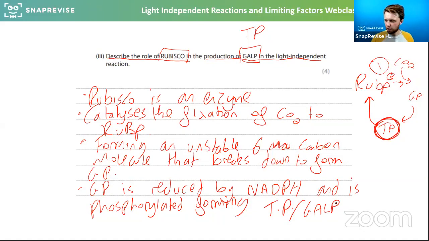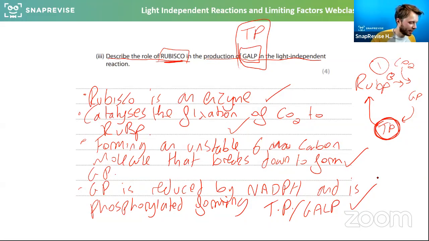So it doesn't seem too complicated at first, but I think to get full marks on it, you'd have to really think about what you're saying, right? So go through it step by step. What is Rubisco? Define what it is, an enzyme. What it does: catalyzes the fixation of CO2 to RuBP. What does this form? An unstable 6-carbon molecule that makes GP. And then finally, because it's talking about GALP/TP, you need to say your steps. So that is reduced by NADPH and phosphorylated, forming TP/GALP.